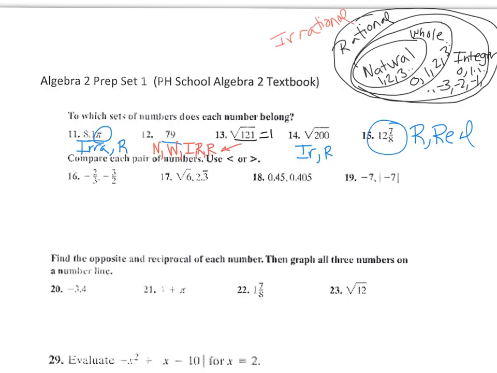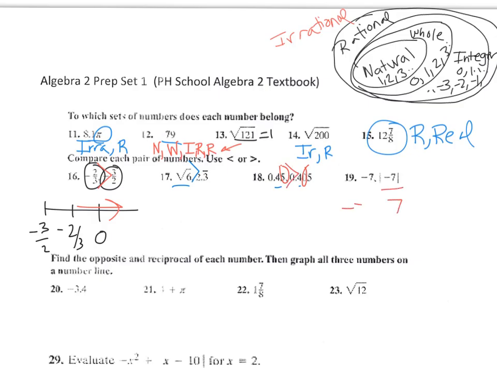Compare numbers using greater than or less than. So on a number line, if you have 0, -2/3 is not quite -1, and -3/2 is over here. So the numbers that are going this way are greater, so -2/3 is greater. And then square root of 6 and 2.3 repeating. If I do the square root of 6, I get 2.4 approximately. So square root of 6 is greater. These both have the same 10 spots, but the 100 spot has 5 over here, so this one's greater. And then the absolute value of -7 is 7. So if you're comparing -7 and 7, 7 is greater.